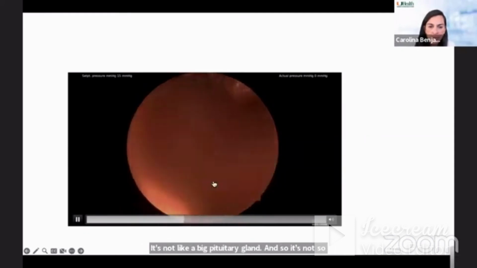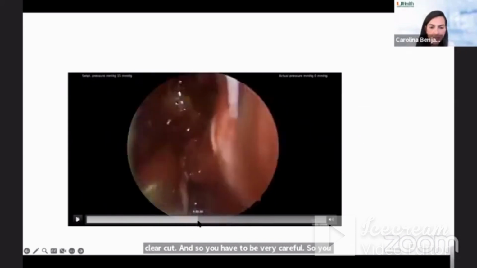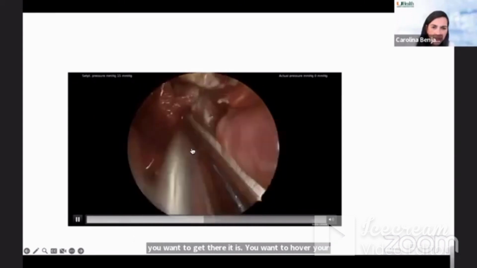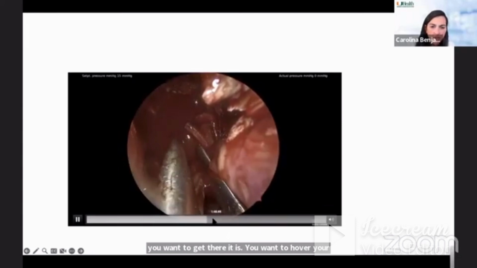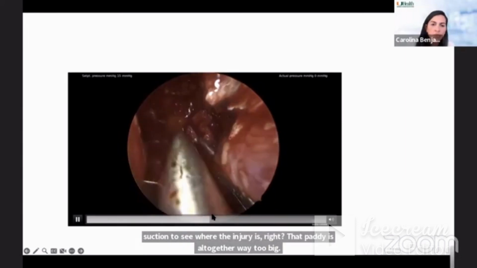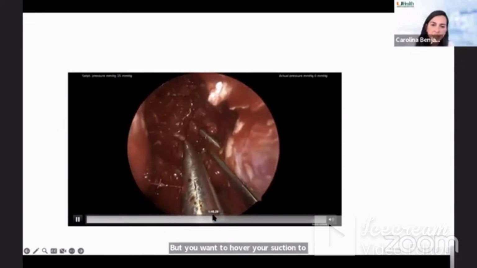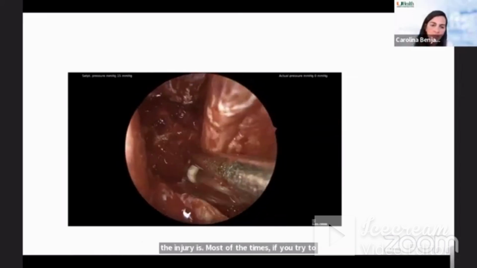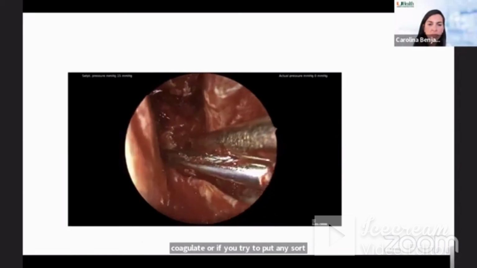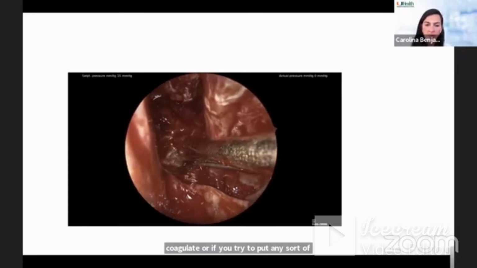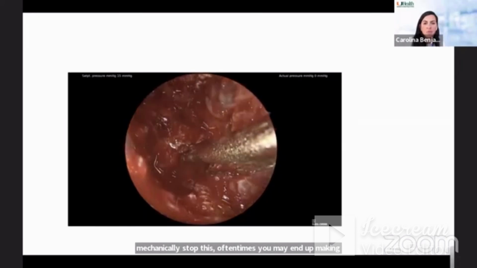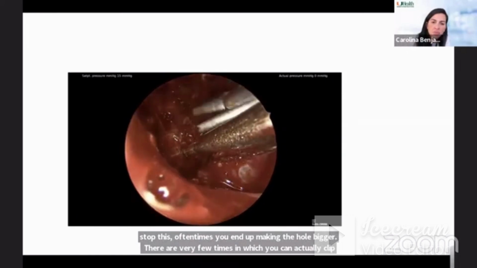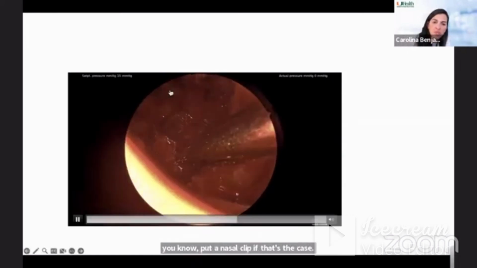So you see here that there's an ICA injury right there, and at that point, you want to hover your suction to see where the injury is, right? The patty is altogether way too big, but you want to hover your suction to really see what the injury is. Most of the time, if you try to coagulate or mechanically stop this, oftentimes you end up making the hole bigger. There are very few times in which you can actually put an endonasal clip. But what you want to do is obviously get the bleeding under control and let the anesthesiologist know.